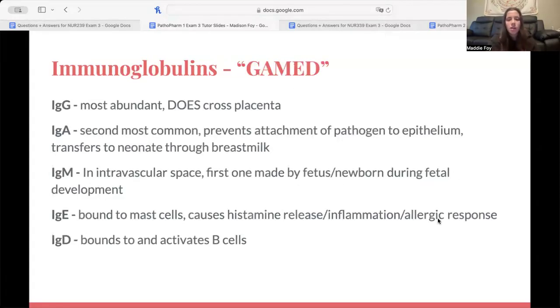So these are the immunoglobulins. My acronym or mnemonic for them is GAMED. That was just the order that helped me remember them. So IgG is the most abundant immunoglobulin and it does cross the placenta. So that's how fetuses receive passive immunity from their mother, through the placenta and IgG.